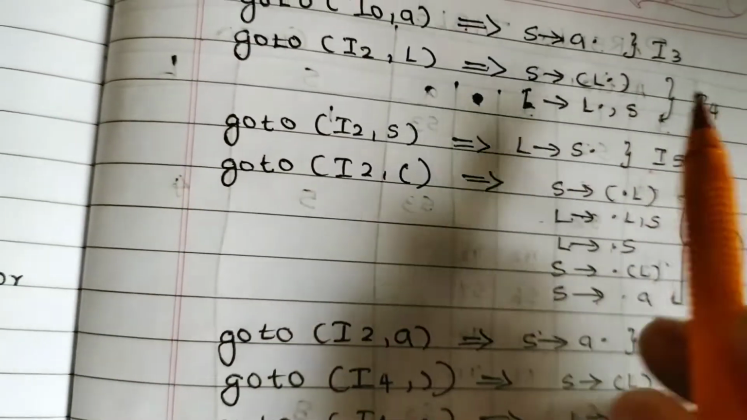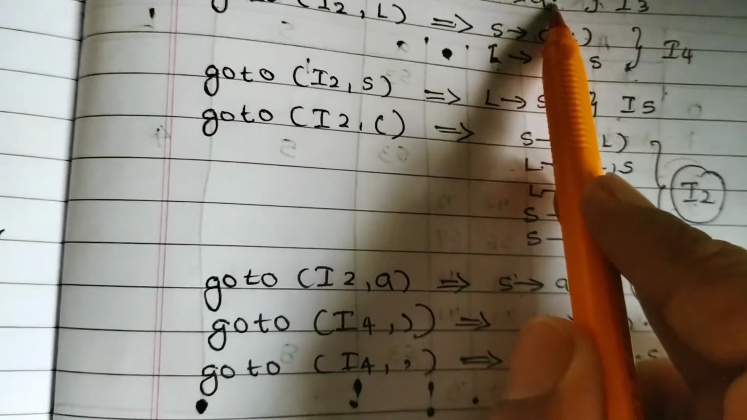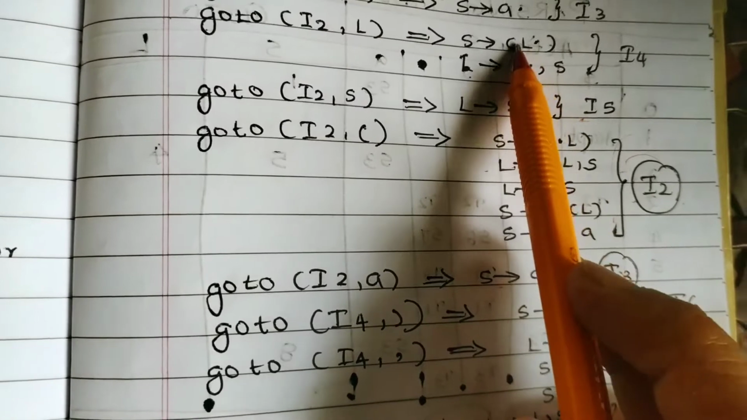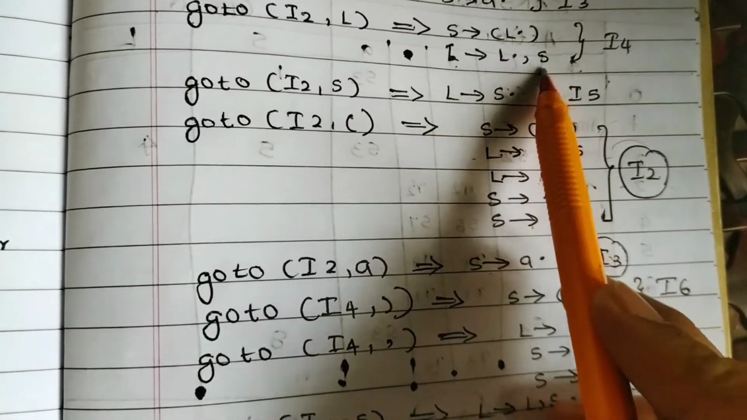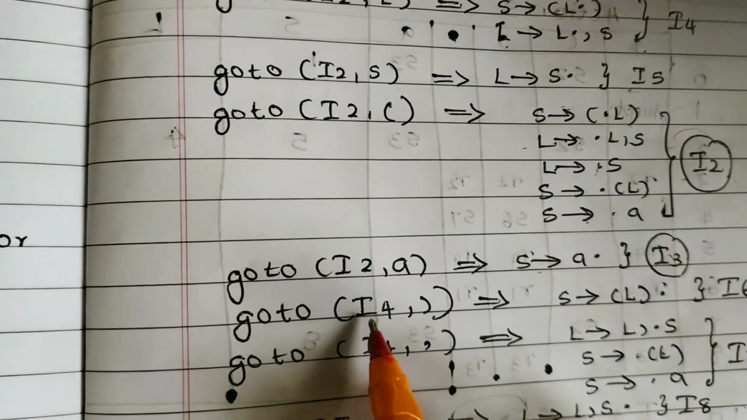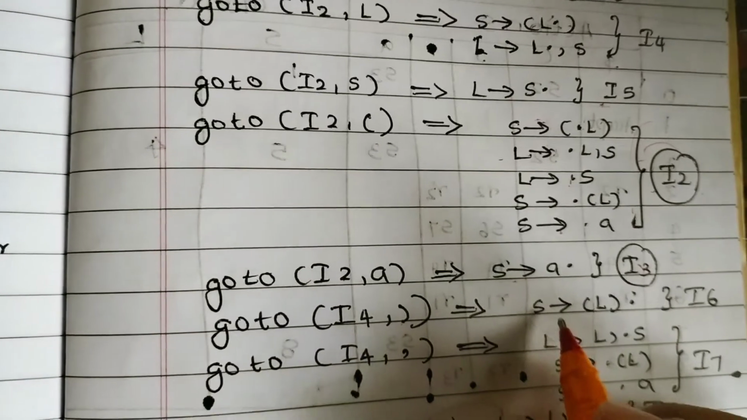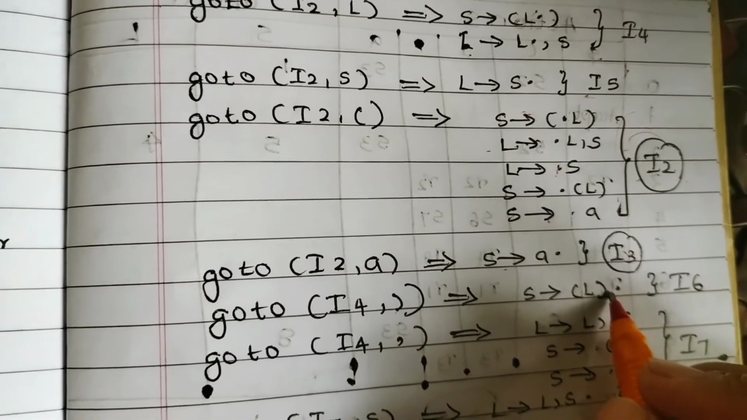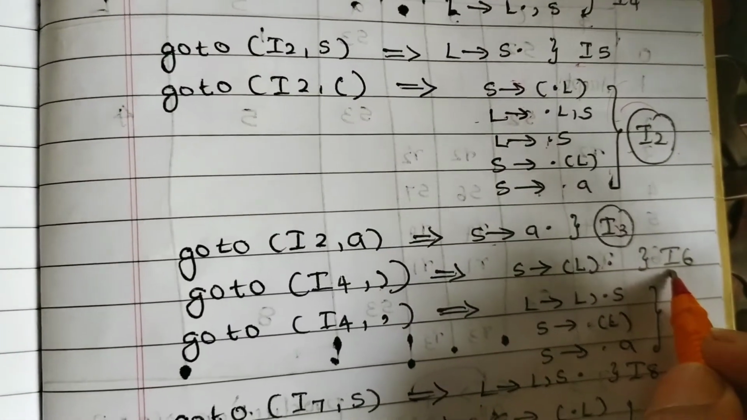In I3 you see nothing you need to parse. Already the dot has reached the end, so you are leaving. And in I4 again you have to parse the closing bracket and you have to parse the S. Right. So I4 closing bracket. So what happened? S tends to open bracket L closing bracket dot. So the dot reached the end, and you are naming it another name, I6.